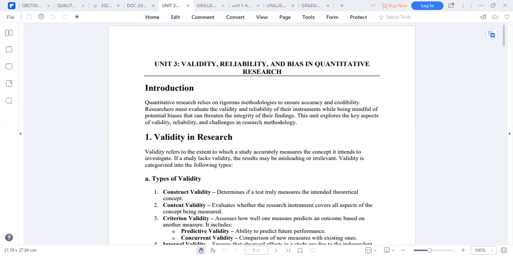So we have what we call measures of central tendency. We have measures of dispersion. Under measures of central tendency, we have the mean, which is the sum of all values divided by the number of observations. The median, which is the middle value of a data set when we arrange it in either ascending or descending order. We also have the mode, which is the most frequently occurring value.